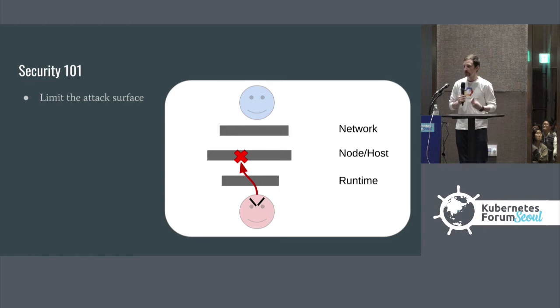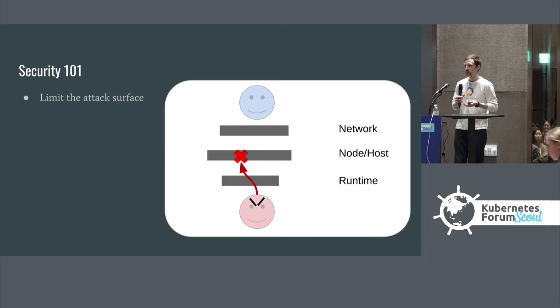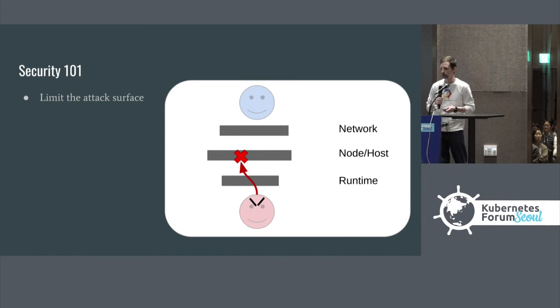We also want to limit the attack surface at each of these levels. What that means is that we want to give the attacker as few options as possible in order to attack a cluster. Usually this means reducing the amount of software that's installed on the machine or inside of your images, inside of each of your applications, so that there's less software that you have to patch, less software that is vulnerable to attack.